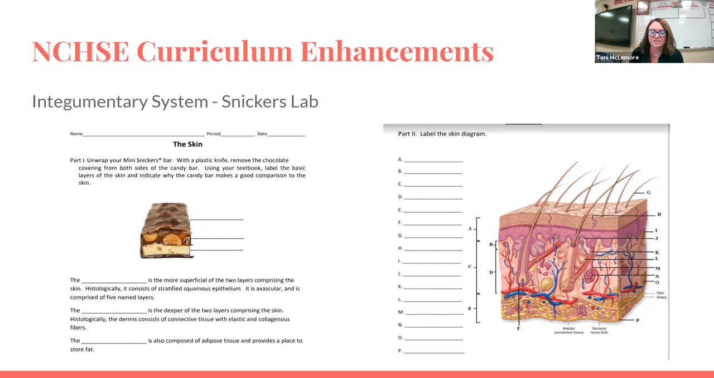But yes, a Twix is one of the ones that we talked about doing for the peanut allergy students. So yes, that's a good question. So my kids love this one.